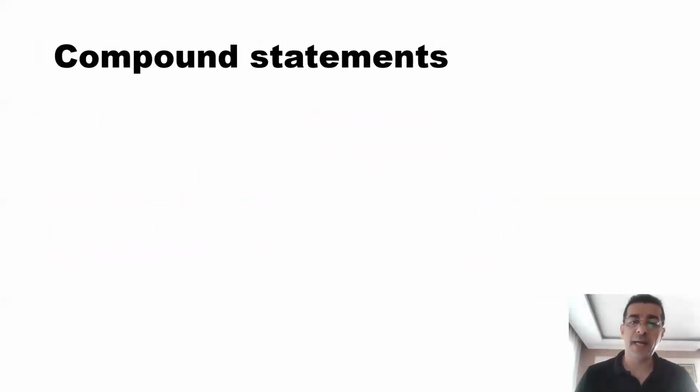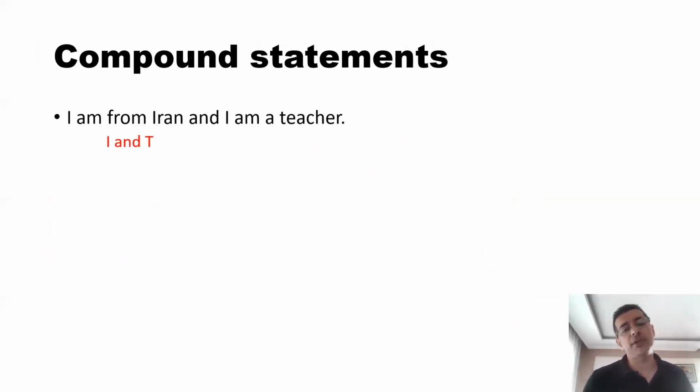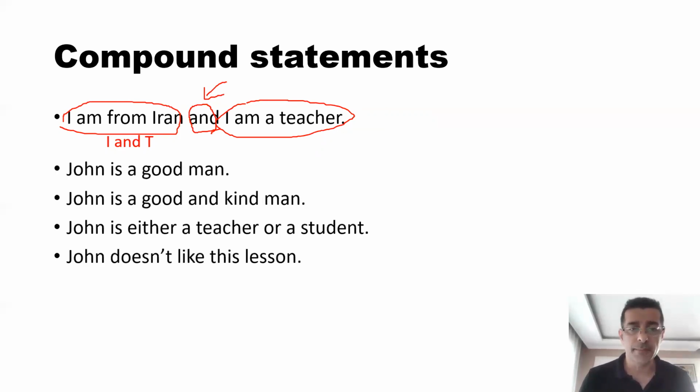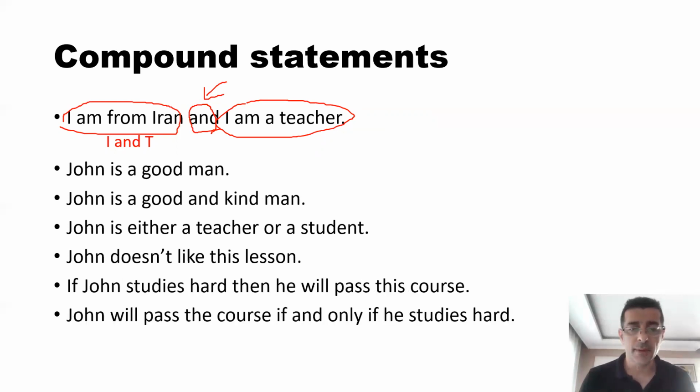Let's look at some compound sentences. Well, the first one is what we did. I'm from Iran. I'm a teacher. We say it's a compound because we have two events here. One, I am from Iran. And two, I'm a teacher. And we have the operator and. Okay? Good. Now I'll show you some other sentences. I want you to symbolize them by letters only. Okay? Now you can pause the video and symbolize these sentences.